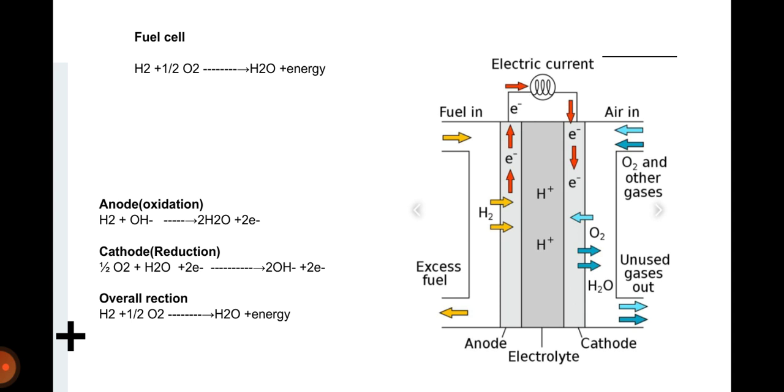In place of KOH and NaOH, phosphoric acid can also be used as an electrolyte if the cell is operated at 200 degrees Celsius. At higher temperature the phosphoric acid is polarized and condensed, and it has higher ionic conductivity than the parent acid.